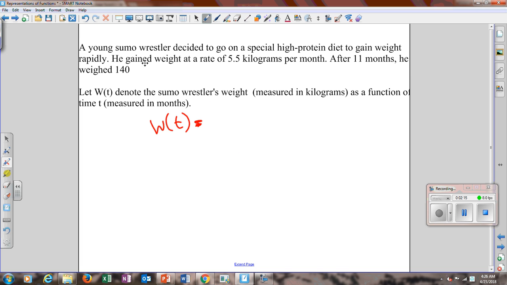Alright, so if he gained at 5.5 kilograms a month, that helps because it's 5.5 T. And after 11 months, he weighed 140. But we don't know what he weighed initially, right? So we're going to make that just another letter, X. But we can use the information to figure out what this X is going to be so that we can write the function. So after 11 months, he weighed 140. And then it's 5.5 times the amount of months, which is 11, plus X.